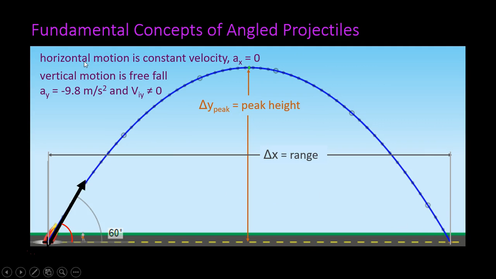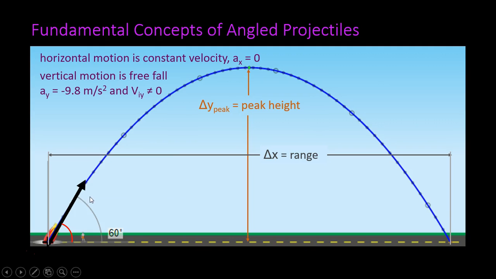As in all projectile motion, the horizontal component of the motion is constant velocity and the horizontal acceleration is 0. The vertical motion is free fall, and on Earth that means that the acceleration vertically is negative 9.8 meters per second squared. And when an object is launched at an angle, the initial velocity in the vertical dimension is not 0. So this is different than horizontally launched projectiles.